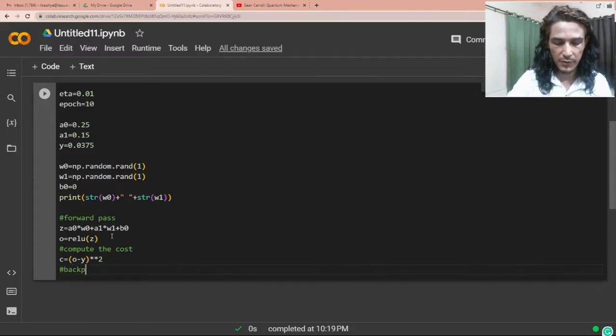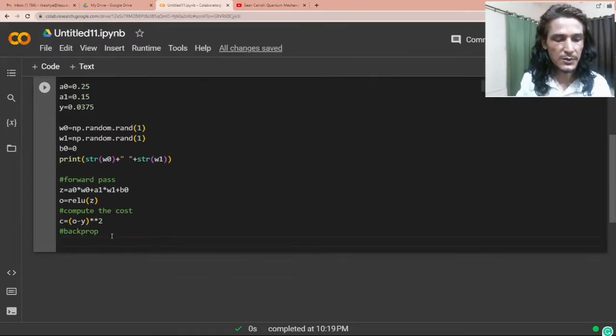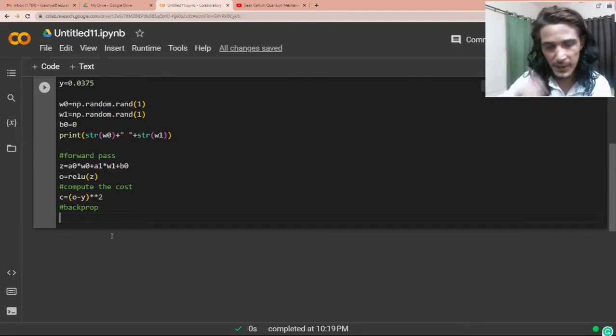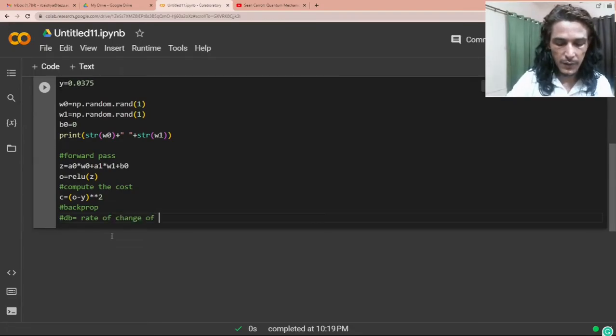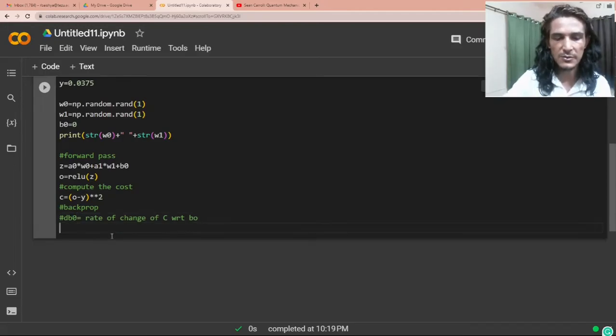In backprop, the first thing we have to do is find the rate of change of all these different parameters. So what is the rate of change of the cost function with respect to b0? Let's write it as db. I'm writing a comment for help: db equal to rate of change of c with respect to b0. That's what I want this db0 to be, and the same will be true for all the other parameters. The naming convention will be like that.